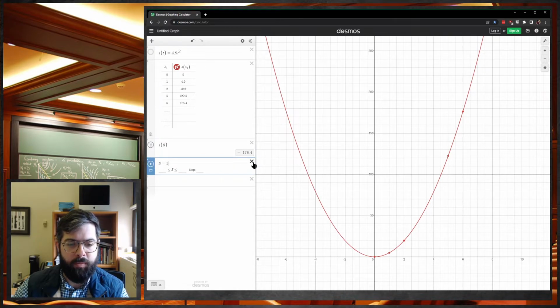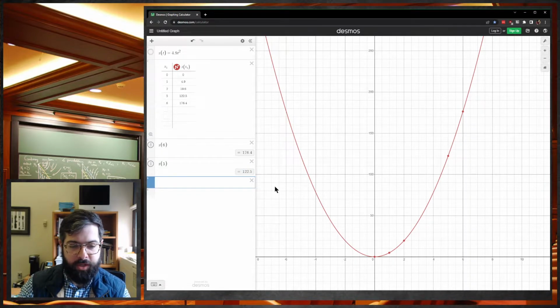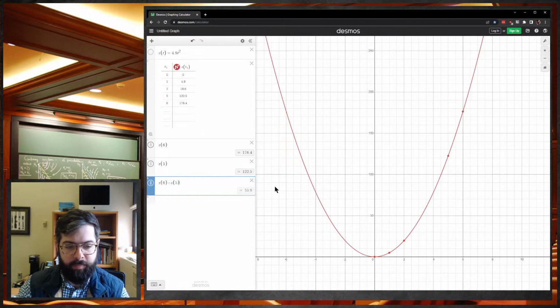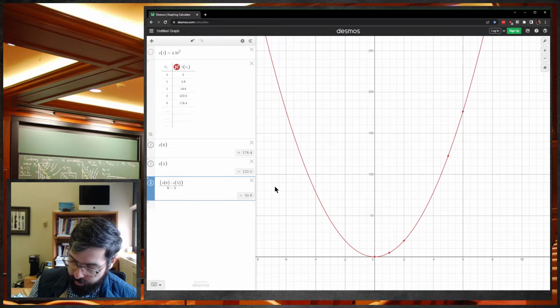S of 5. This is the distance it's traveled after 6 seconds, which makes sense. It's a little bit farther than after 5 seconds. And so to get that rate of change, you can actually just punch this in the formula mode. Divide this all over 6 minus 5, which is just 1. And so we get 53.9.